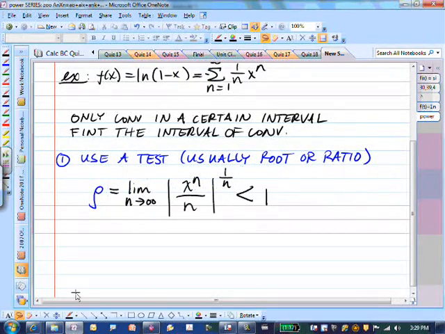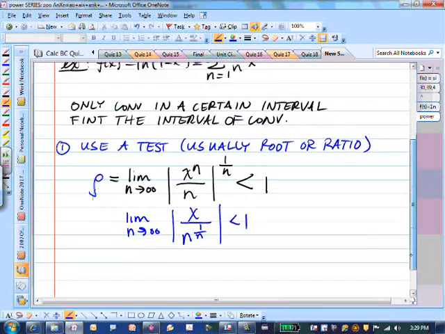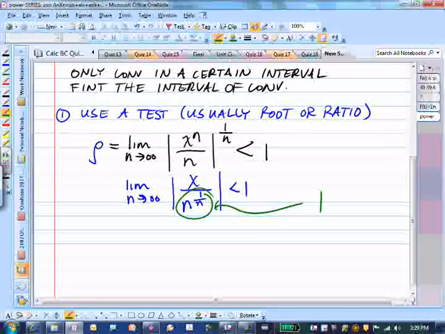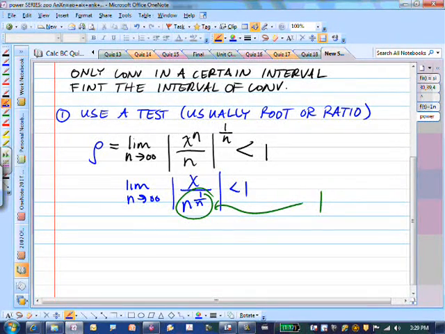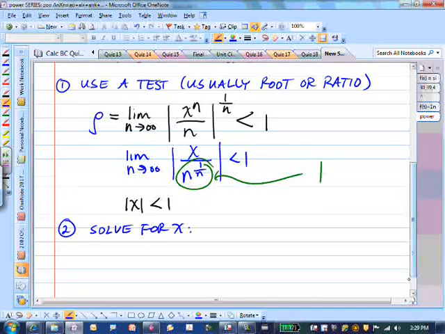Okay, so let's simplify a little bit. What I'm going to get is the limit as n approaches infinity of absolute value of x over n to the 1 over n, and I want to force this rho to be less than 1. Keep in mind that limit from before was just 1, so we worked it out. So all we really have left is that the absolute value of x has to be less than 1. Okay, well, what values of x satisfy that result? So for step 2, we're going to solve for x.